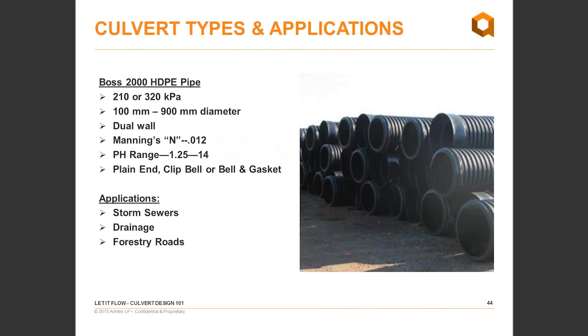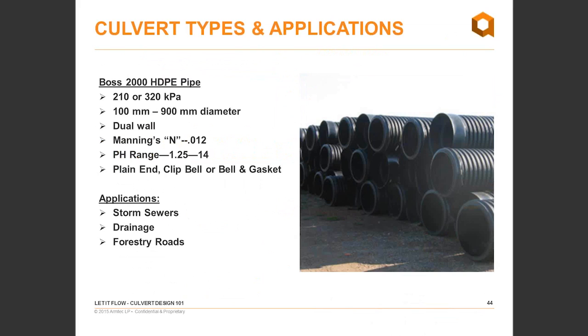Then we move over to our Boss 2000 HDPE pipe. You get it in 210 or 320 kPa, and the question was you get 100 to 900 millimeter. But there's also 1050 to 1500 available in the HDPE, but the only factor there is the stiffness, and the stiffness would range from 95 to 179, so a little lower stiffness. Dual walls, corrugated outside, smooth inside, and a Manning's n of 0.012. And a pH range 1.25 to 14.